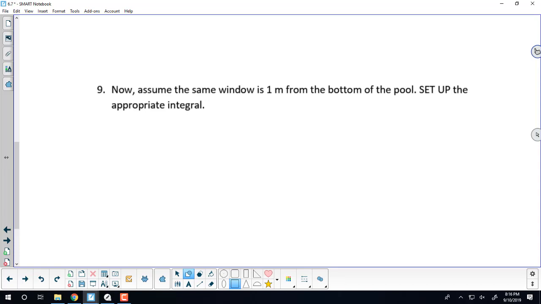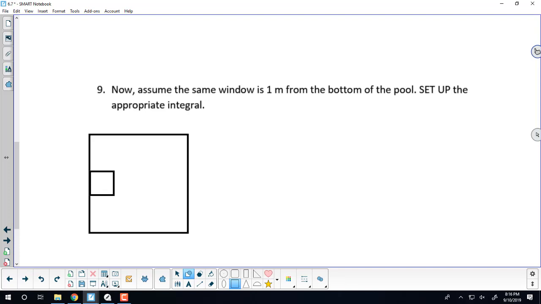Okay. So does the height of the pool change? No, so H doesn't change. The pool is still 4. This time, the viewing window is 1 meter from the bottom. So that's just 1 meter. It's moved up. Again, we're measuring the force on the face.